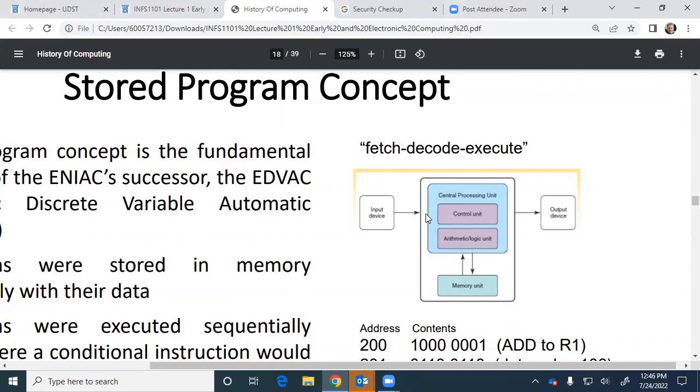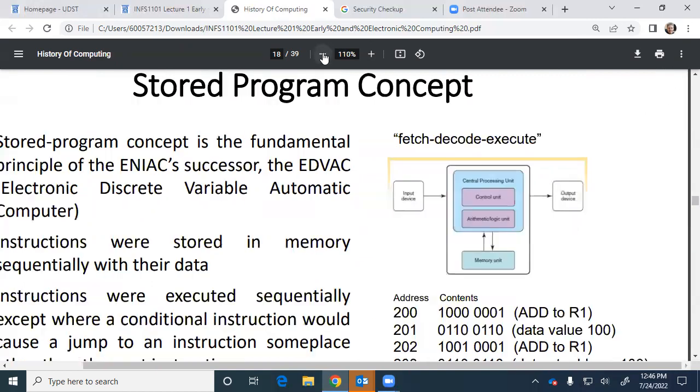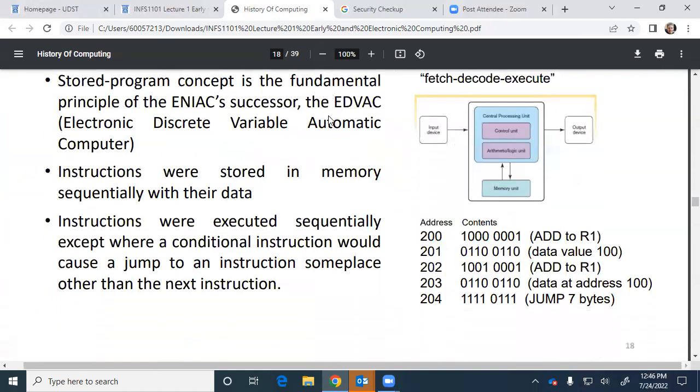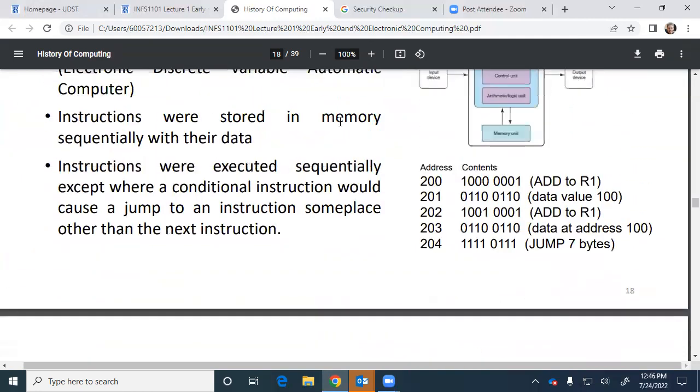Fetch, decode, execute. You see that we've got an arrow there. That would be a fetch, where we get some data, and then we decode it in the CPU, and then we execute it. Okay, and so we use the memory unit as part of that, and later on we do the output. So fetch, decode, execute works with this Von Neumann architecture. Enough on that, I think.